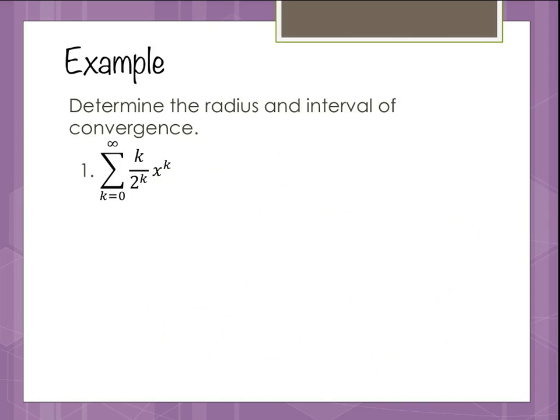Okay? So we're going to start out with the hardest one. This is the hardest example of the day. I don't usually start out that direction, but we are today. All right, so we've got a sequence. I've got the sum from k equals 0 to infinity of k over 2 to the k, x to the k. And it says to determine the radius and interval of convergence.